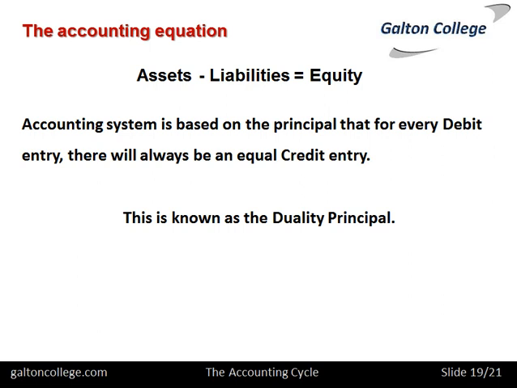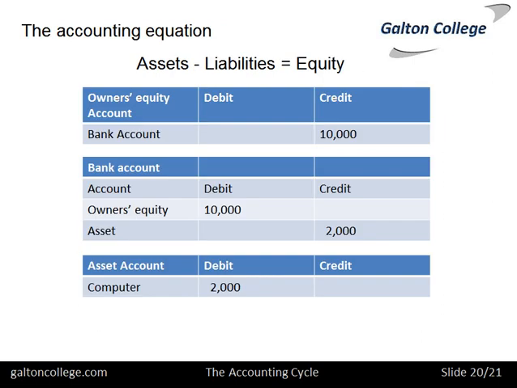Let's have a look at a simple account, see how it works. Here's a, let's say, owner's equity account, debit and credit. Now, the bank account. Let's say the owner puts in £10,000 into the bank. Now, the owner's equity account shows £10,000. It receives £10,000.